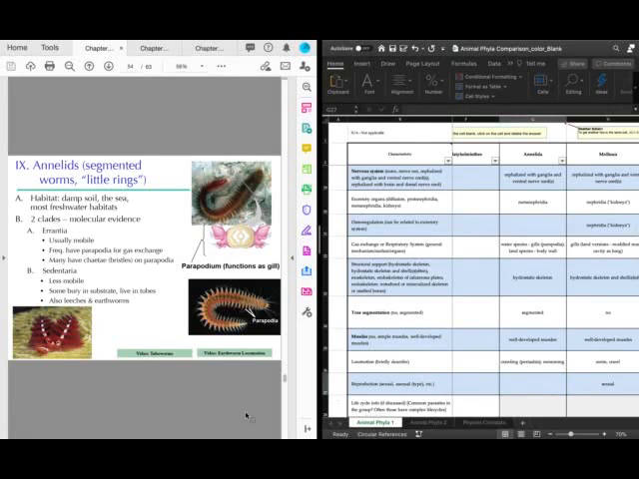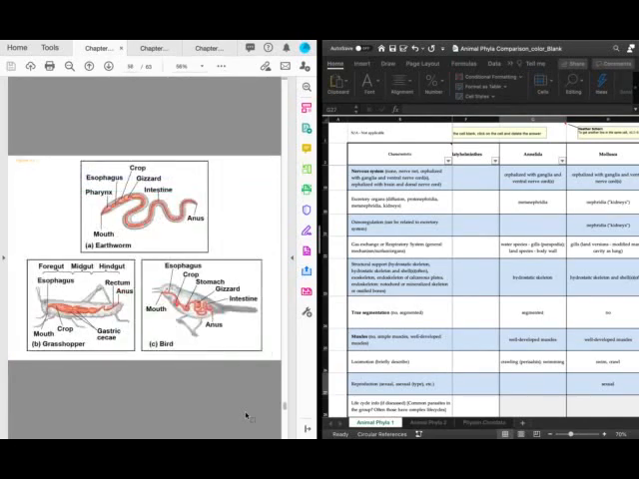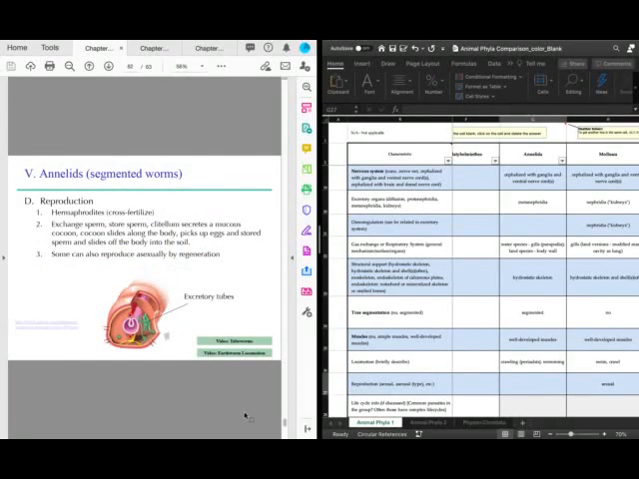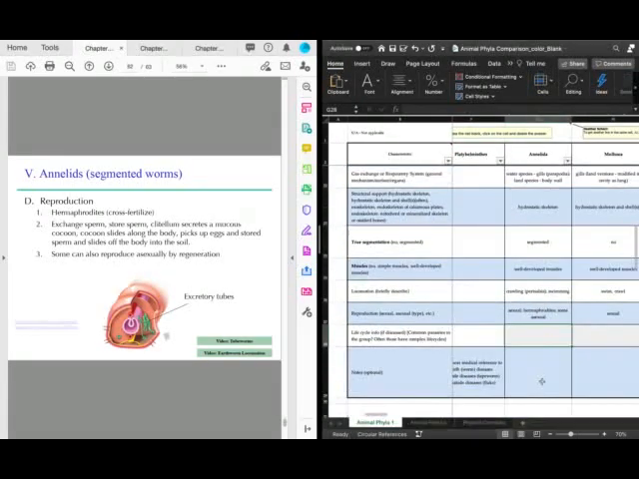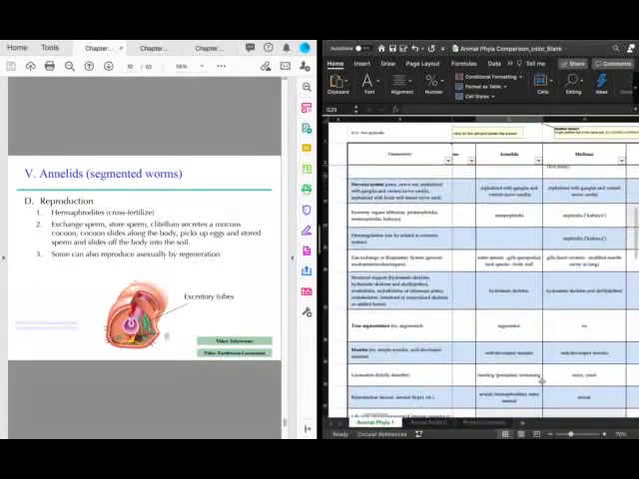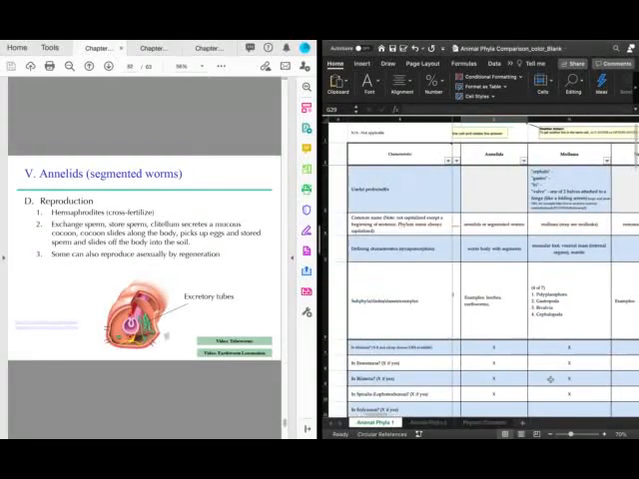Reproduction. Hermaphrodites. Sexual reproduction. Hermaphrodites. Sexual life cycle info, nothing really there. Notes. That's all I got for that.